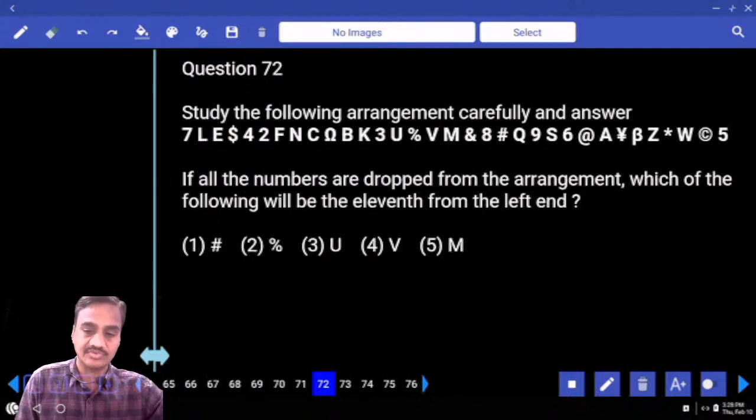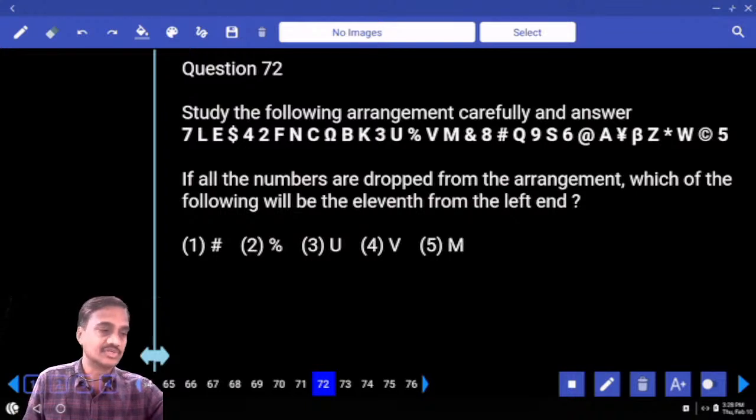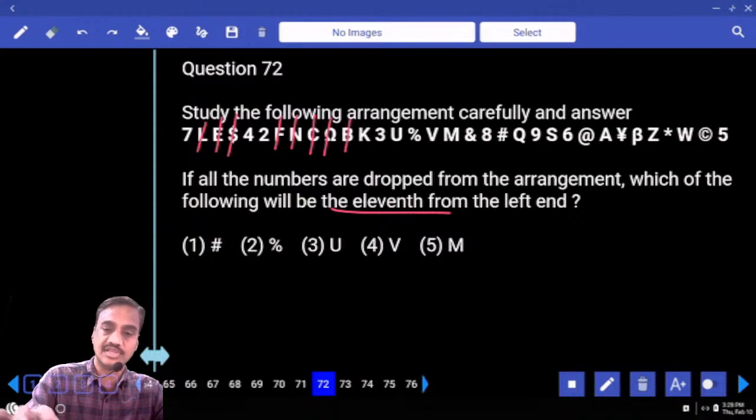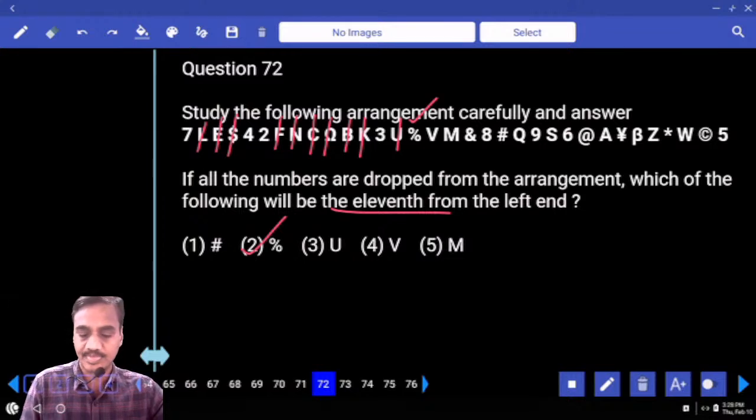Then 72 onwards, it is based on sequence. In this sequence, if all the numbers are dropped from the above arrangement, which of the following will be 11th from the left hand? 11th from the left without the numbers: 1, 2, 3, 4, 5, 6, 7, 8, 9, 10 and 11. What is the answer here? Percentage, that is choice 2, question number 72.